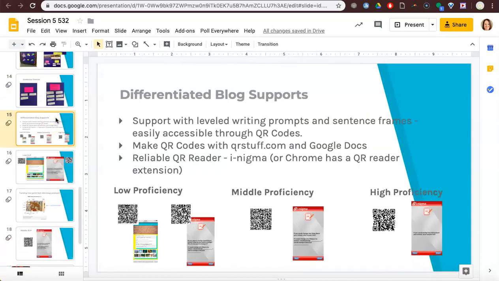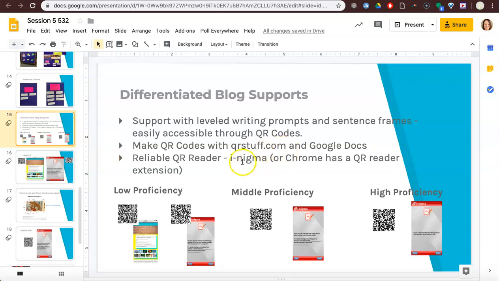And the last thing we're going to look at is differentiated blog supports. So this is another way where technology can really help us. So when I taught with my students, I had leveled writing prompts and sentence frames that were easily accessible through QR codes. So I made QR codes with QRstuff.com and Google Docs, and they looked somewhat like these things on the bottom. Well, they looked a lot like it. So you want to make sure that you or your students have access to a reliable QR reader.